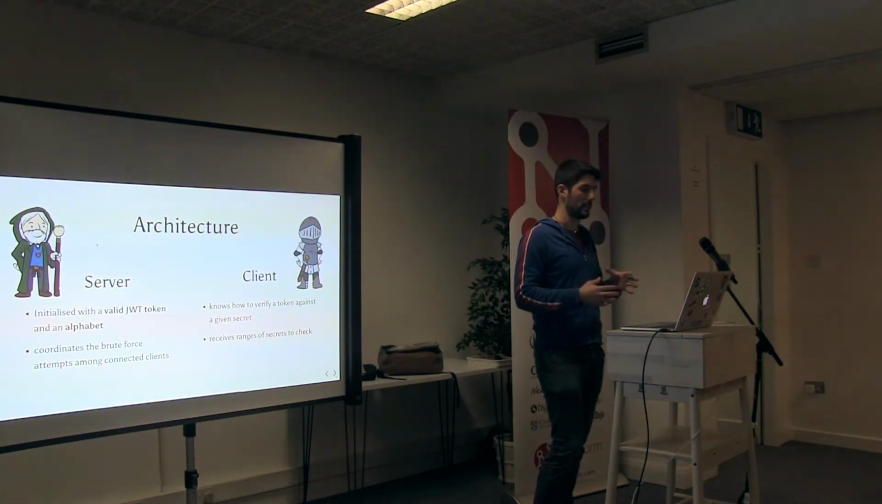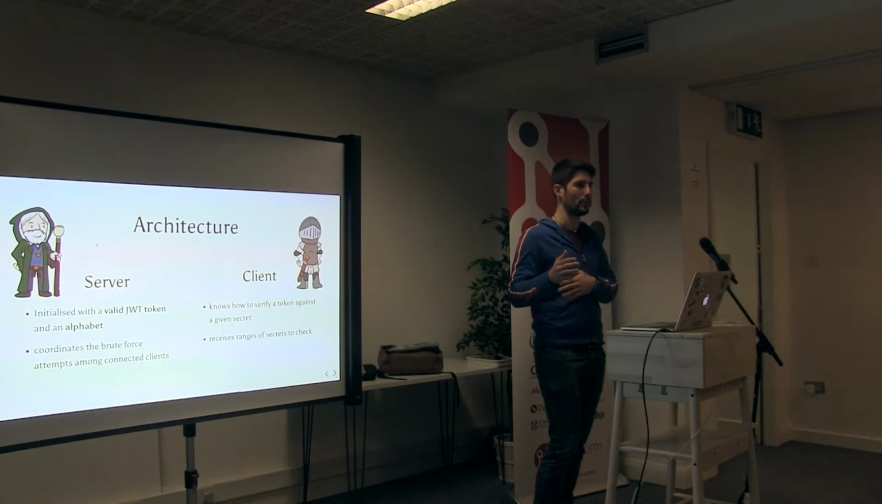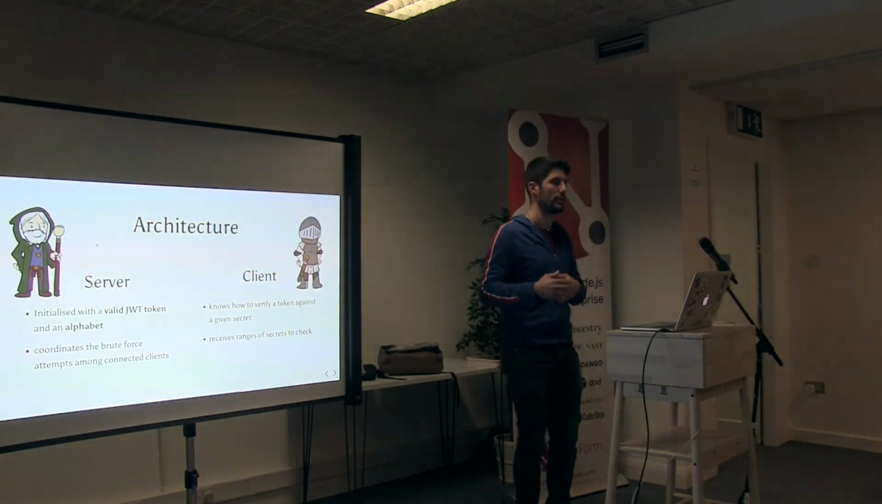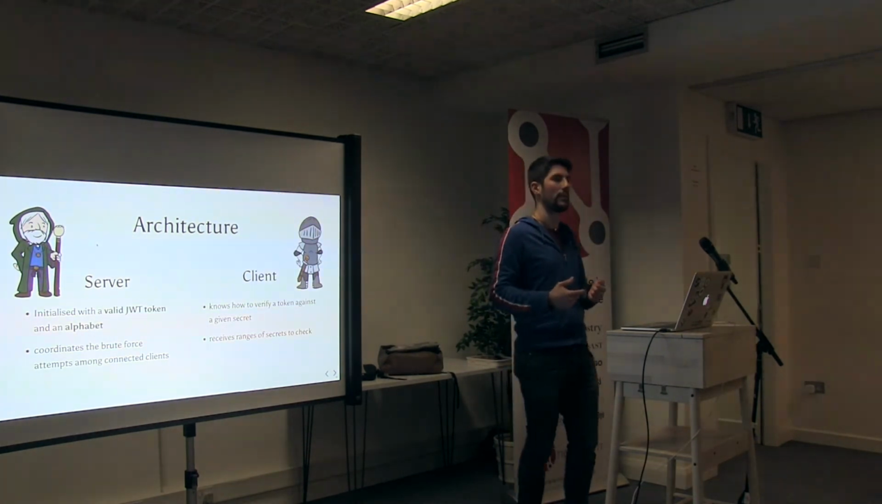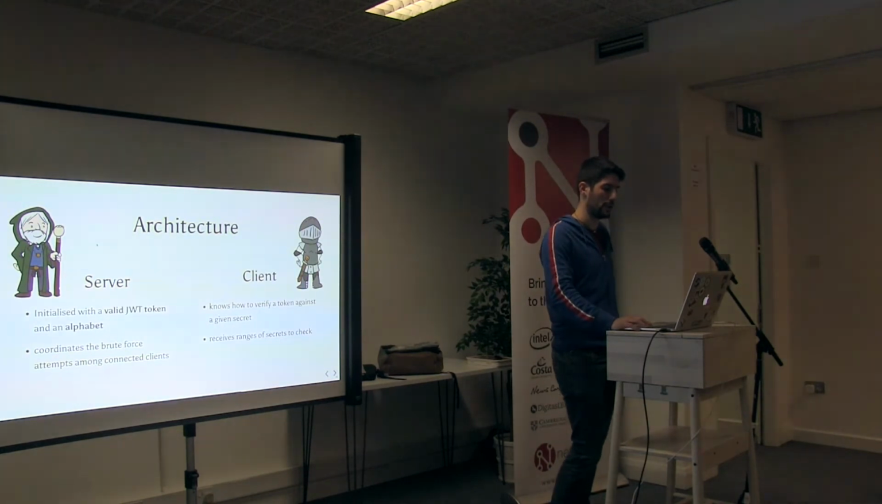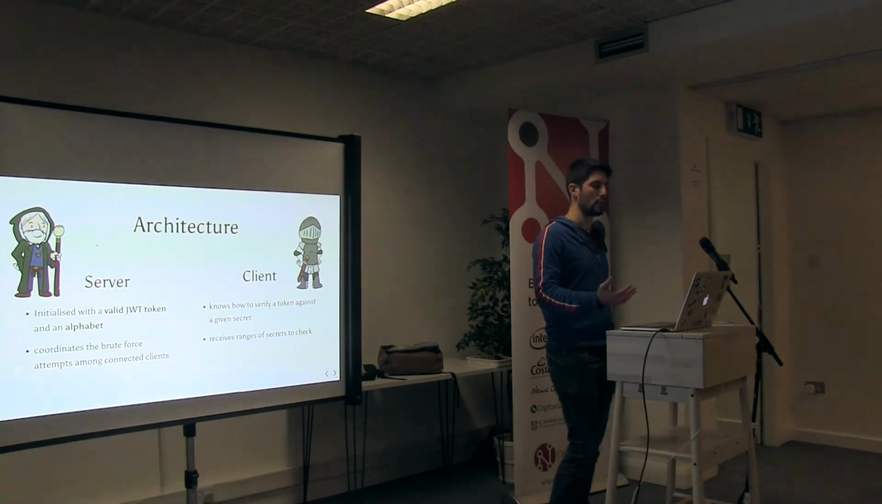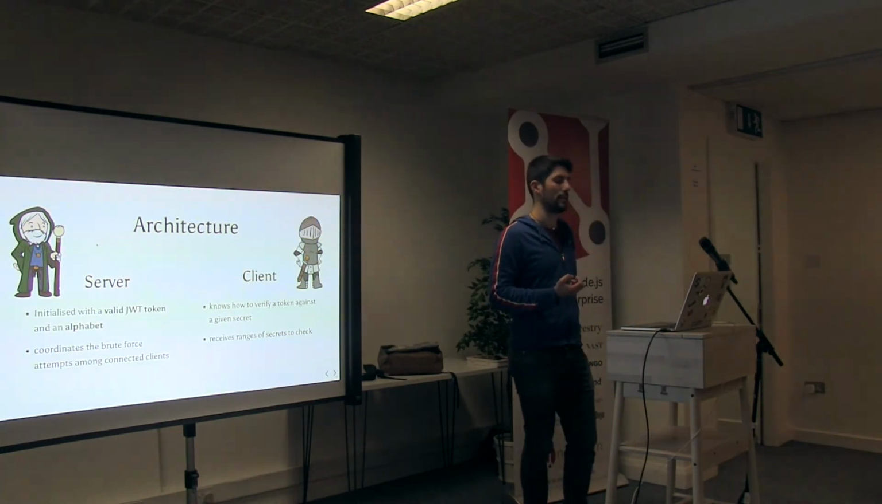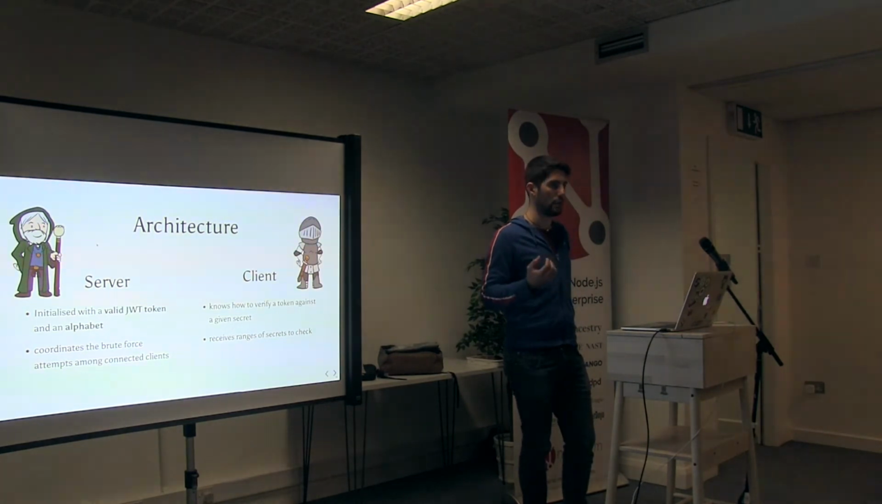The idea, as we will see better in a minute, is that the server only knows about the token and the alphabet, and then it delegates to the clients the role of trying the different passwords and seeing if the password matches the JWT token. So the role of the client is actually to verify if, given a string and a token, that string is actually the solution for that token.